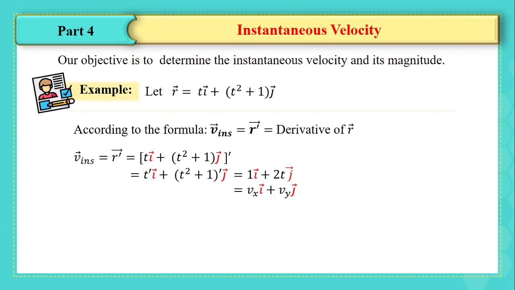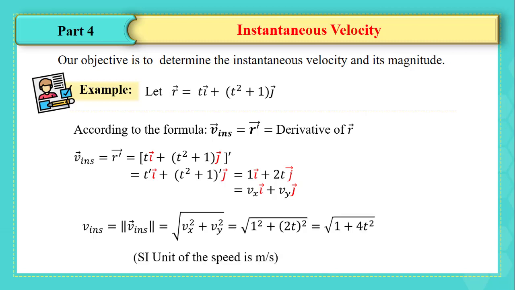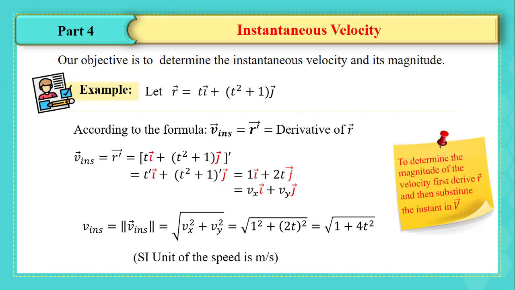1 is the x component, or vx, of the instantaneous velocity vector, and 2t is vy, or the y component of the instantaneous velocity vector. What about its magnitude? We have to apply the formula radical vx squared plus vy squared, which is equal to radical 1 plus 4t squared. Pay attention that to determine the magnitude of the velocity, we have to find the derivative of r first of all, and then substitute the instant in v.